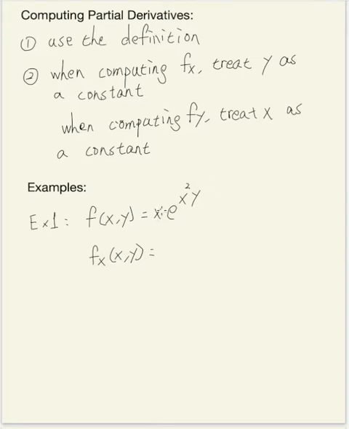Okay, so here, since this is the product of x and an exponential, we need to use the product rule. So the product rule says the derivative is the derivative of the first part times the second part, then plus the first part times the derivative of the second part. Now the derivative of x is just 1, so we have 1 times e to the x squared times y, and then plus x times the derivative of the second part.